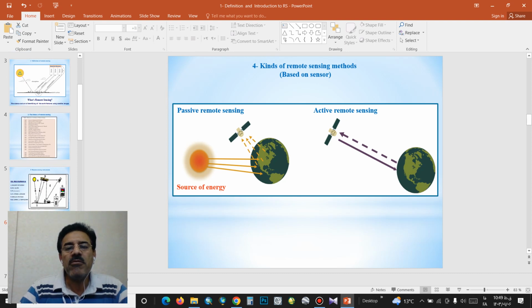Number 4, kinds of remote sensing methods based on sensor. We have two paths of remote sensing studies. On the left, passive remote sensing. On the right, active remote sensing. If electromagnetic waves are produced by the sun, it is passive remote sensing, and if electromagnetic waves are produced by the satellite, it is active remote sensing.